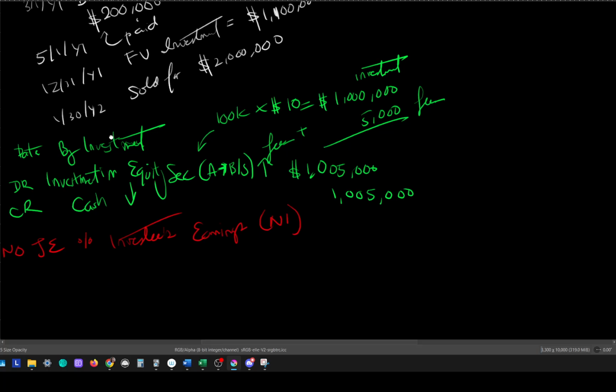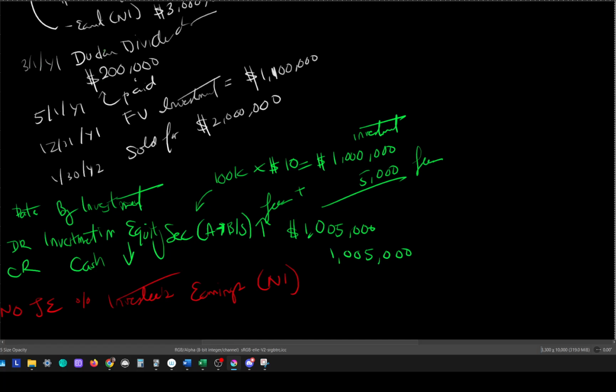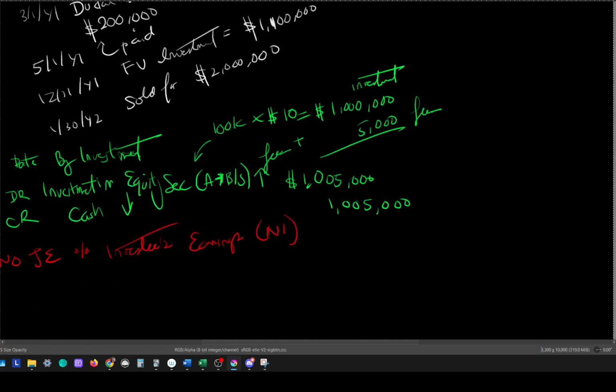And now we move on to the next transaction, which is here. So Deccan declares dividends. Let me put something in there. So these are dividends declared. This is not the pay date. Dividends declared. On March 1st, year one, it was $200,000 of dividends declared.